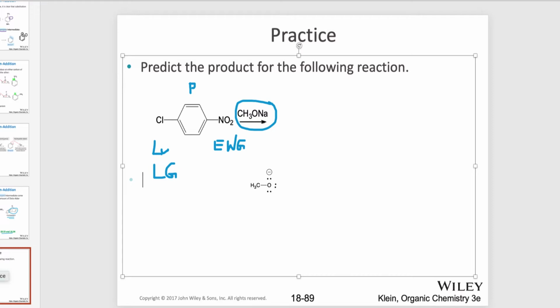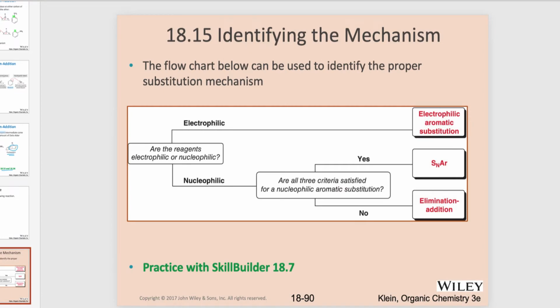All right, to sum up this chapter, which was very heavy on mechanistic information, we need to be able to identify the mechanism. The majority of reactions in this chapter are electrophilic aromatic substitution reactions. So you need to understand what's an electrophile and what's a nucleophile, and be able to read the reagents over the arrow to discern that basic aspect. If you have an electrophile, it will be electrophilic aromatic substitution. If you have a nucleophile, you need to ask another question.